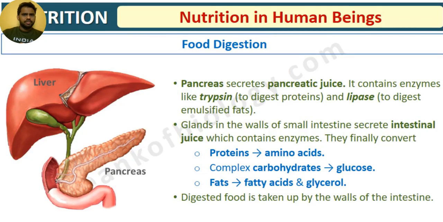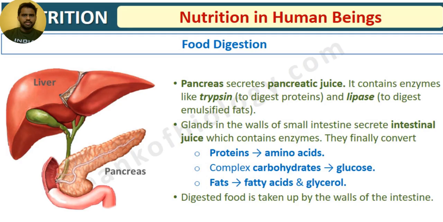Welcome all to part 3 of our series Life Processes. So we continue with the digestion part. We have studied till the liver, that the liver secretes the bile juice and its function. Now we will see what the pancreas secretes.